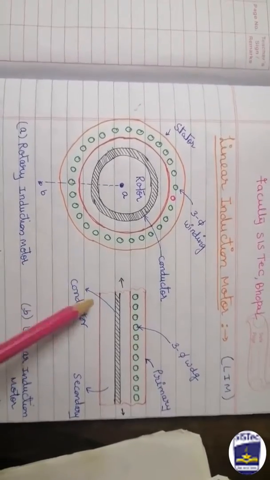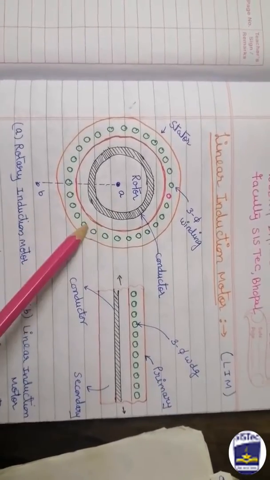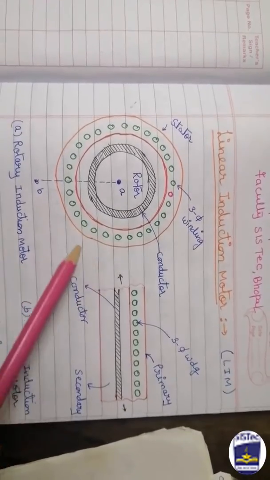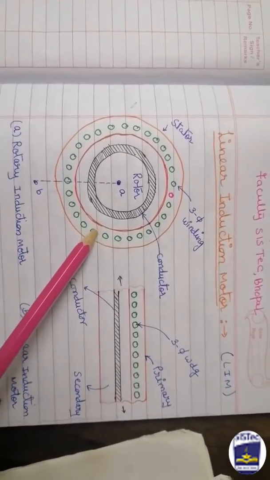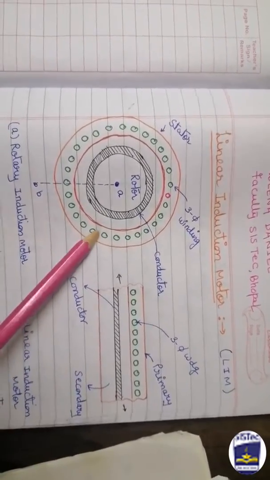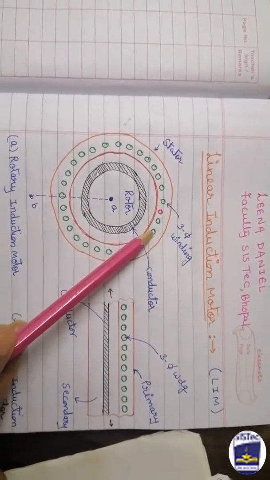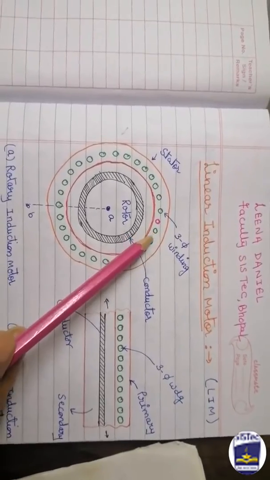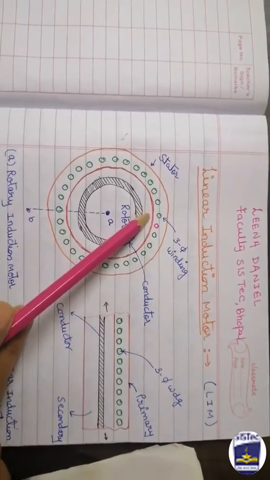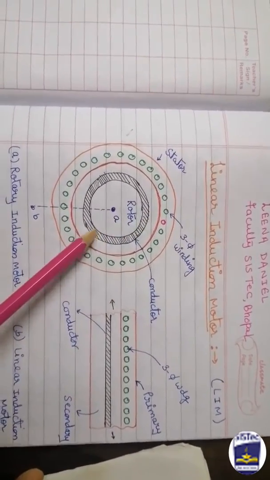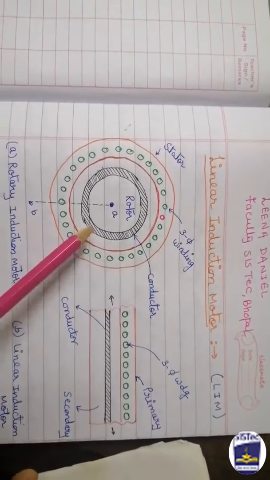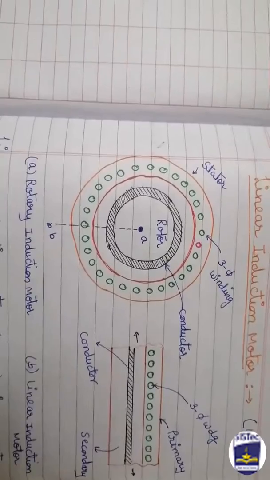Let's see here. This is the polyphase rotary induction motor which we studied earlier. So this is the rotor and this is the stator. On the stator there is a three-phase winding, and this is the rotor, which is a wound type rotor.